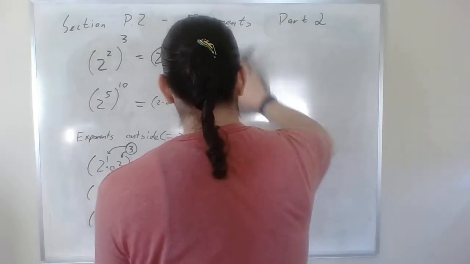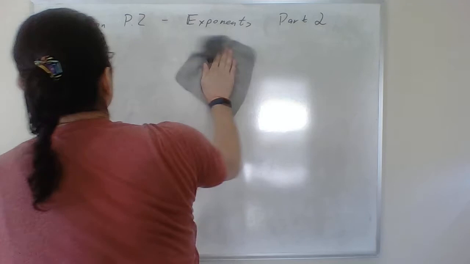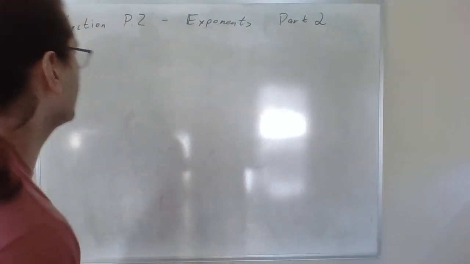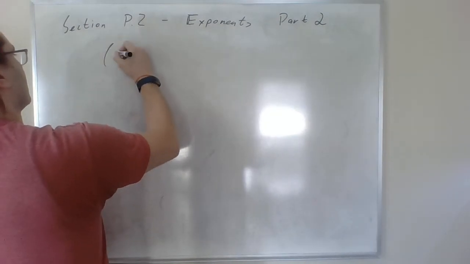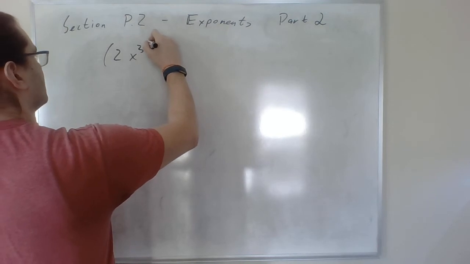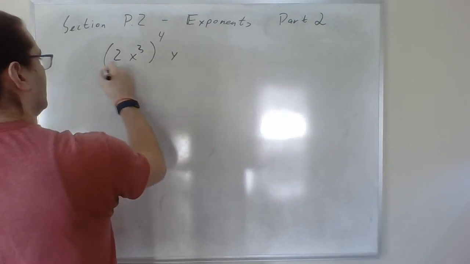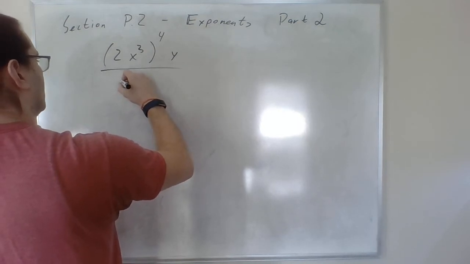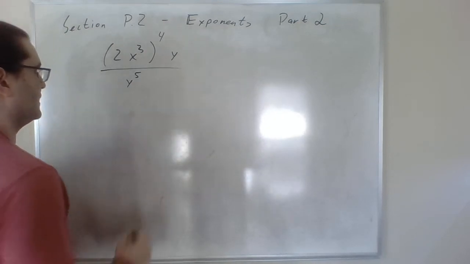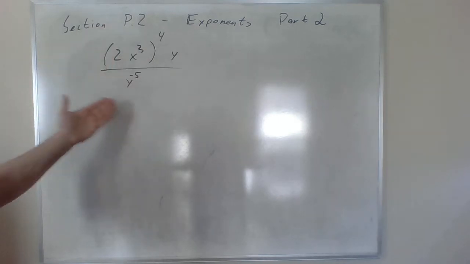So we're going to look at what happens when we try to put all of these properties together into one problem. So we'll take something like 2x cubed to the 4th times y over y to the negative 5th. There's a lot going on in here.